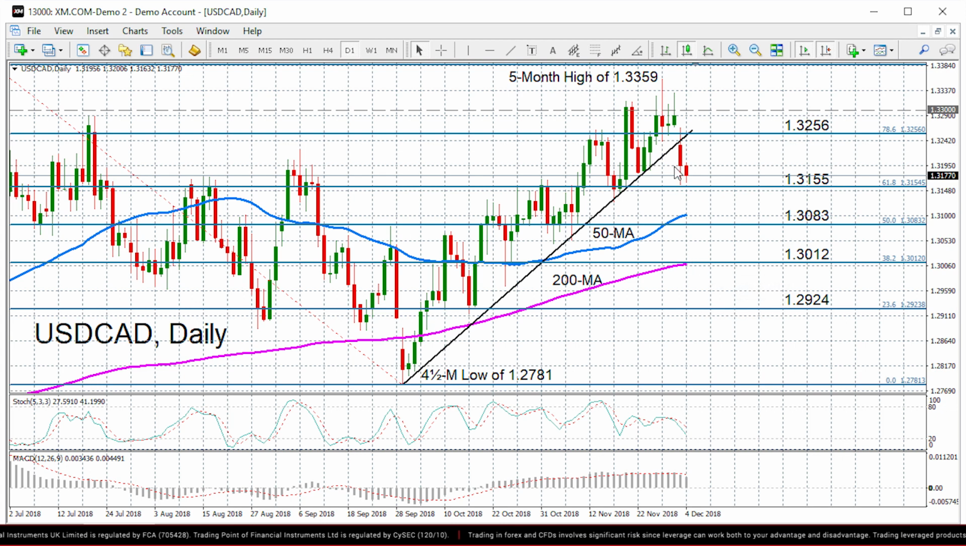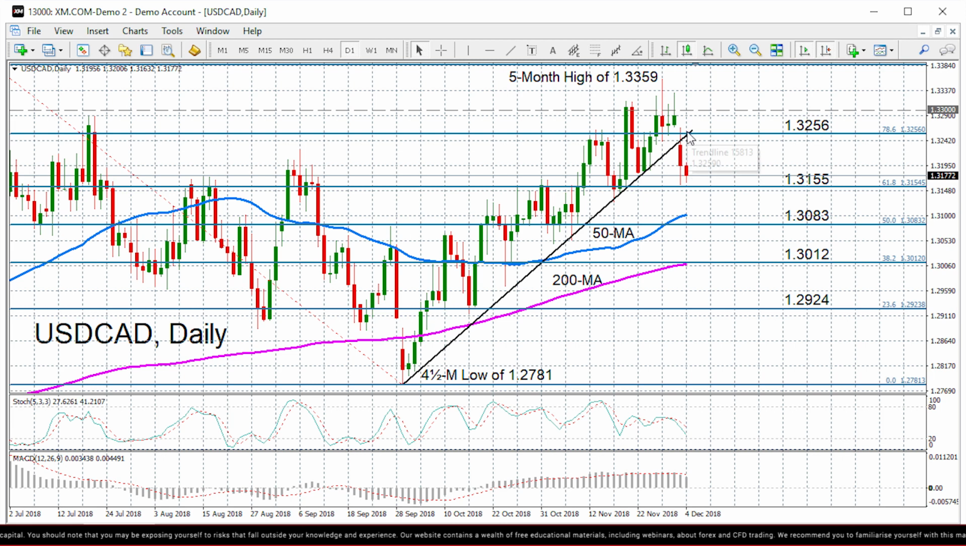However, if we were to see an upside reversal, which isn't looking very likely in the very short term because the stochastics are still pointing downwards and the MACD histogram has slipped below its red signal line, but if we were to see a bit of a bounce, resistance should first come at the 78.6% Fibonacci at 1.3256. That's also near the ascending trend line.